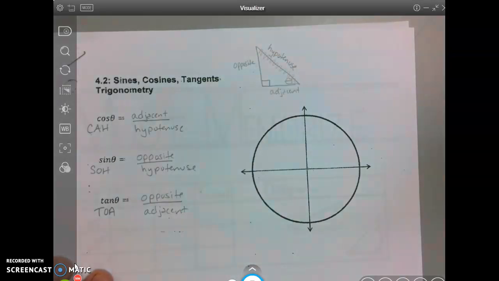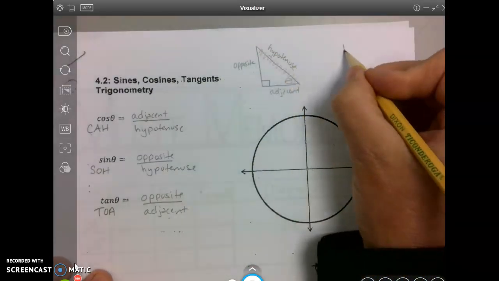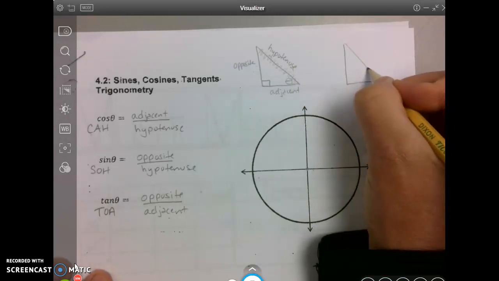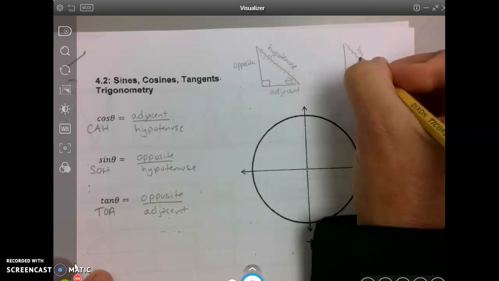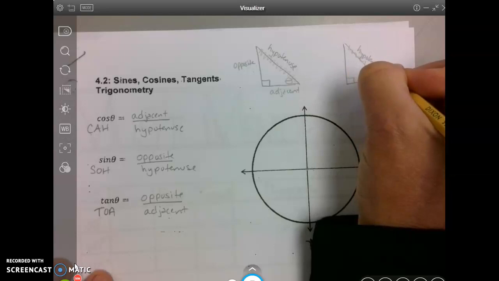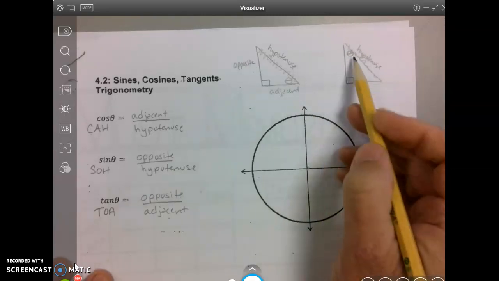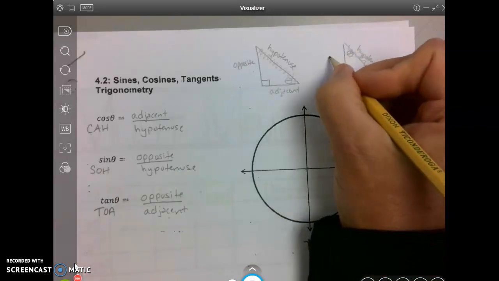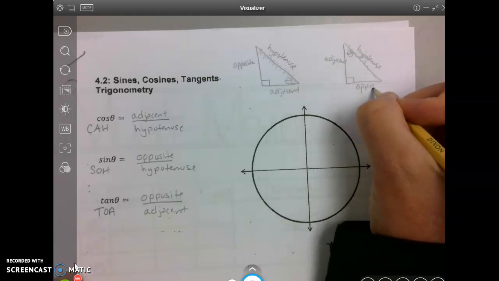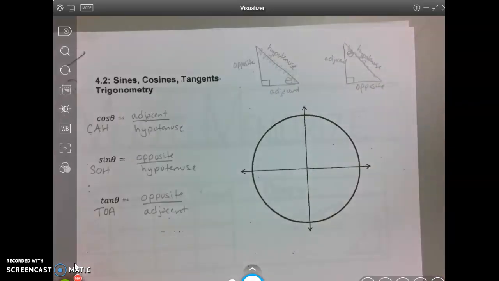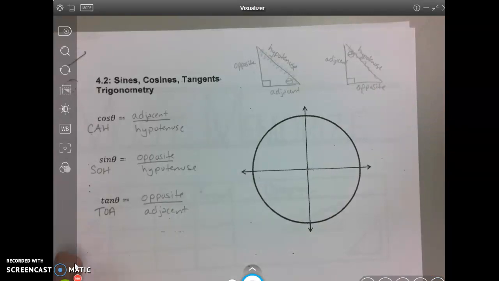Now, of course, if I move theta and draw another one here, this is still the hypotenuse because it's across from the right angle. That's always the hypotenuse. If I now move theta up to this angle, this is now my adjacent side, and this is my opposite side. It's kind of like how left and right depend on which way you're facing. Opposite and adjacent depend on where the angle is. But hypotenuse is always across from the right angle.